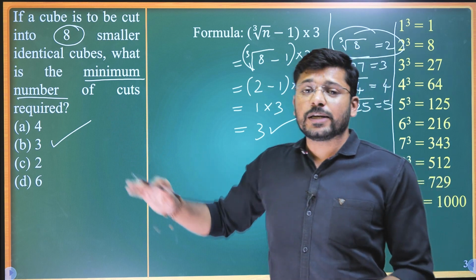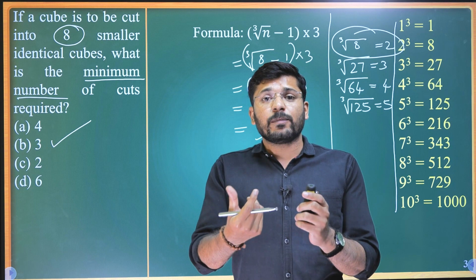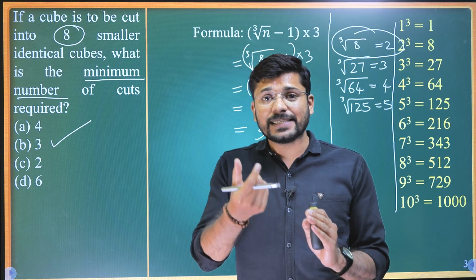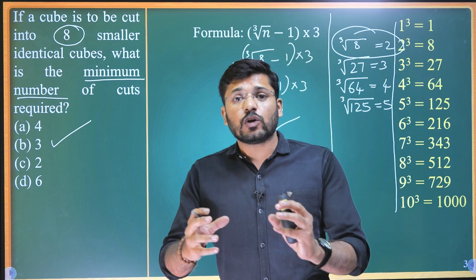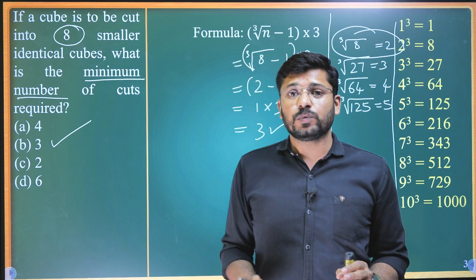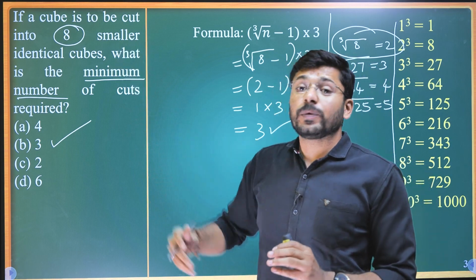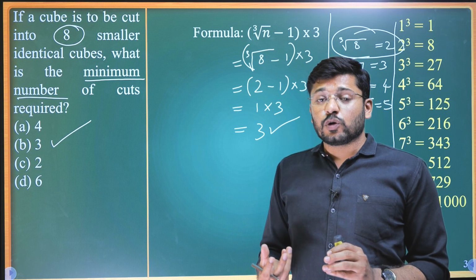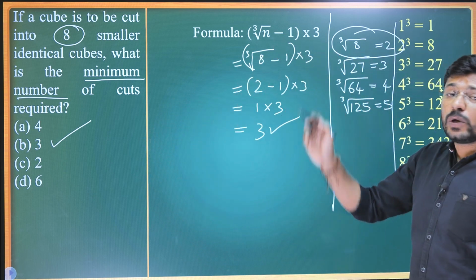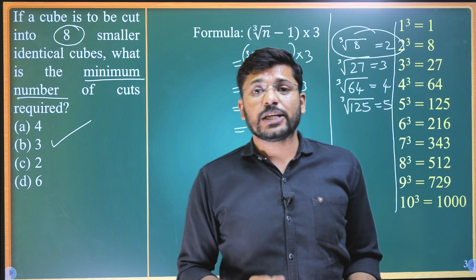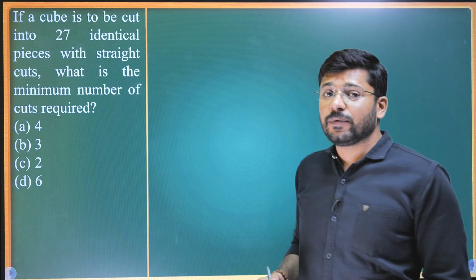Okay. Now, based on the two concepts that we learned, what was the first concept? If you are to cut a cube into n number of smaller identical pieces, where n is a perfect cube number and you want the minimum number of cuts, then each of those smaller identical pieces will be cubes. That is the first concept that we learned in the first problem. And in the second problem, we learned that if a cube is to be cut into smaller identical cubes with the minimum number of cuts, that would be given by the formula cube root of n minus 1, into 3. Based on these two concepts, we will go to the next question, where we will apply the two concepts that we learned in the previous problem.